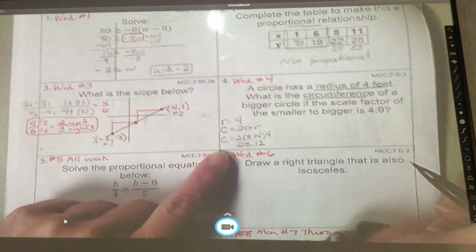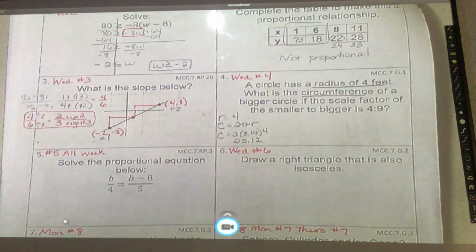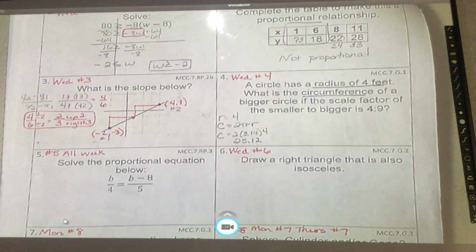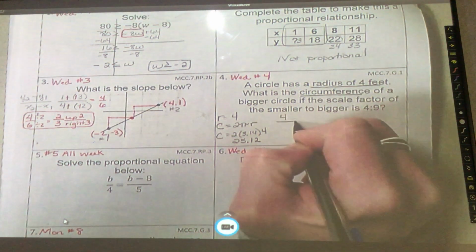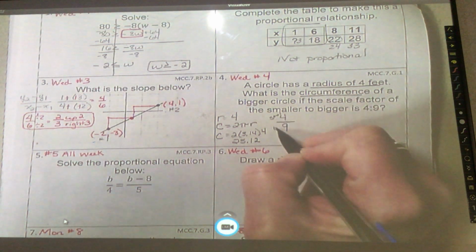Yes? So whenever I did it, I put in my calculator the pi thing, so it's 25.13 instead of 12. And that's fine. Because you use just the pi sign on your calculator. Yep, that would work. So it's okay. Small to big. Okay, go ahead.